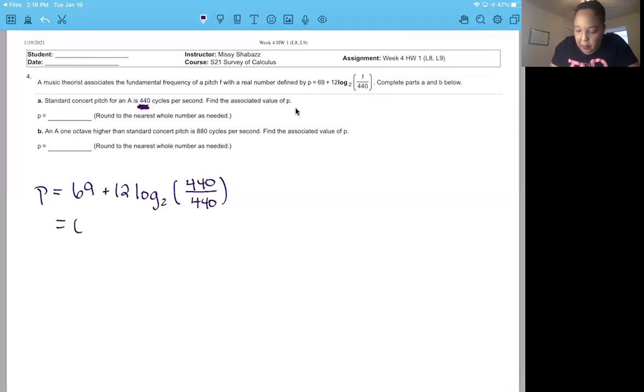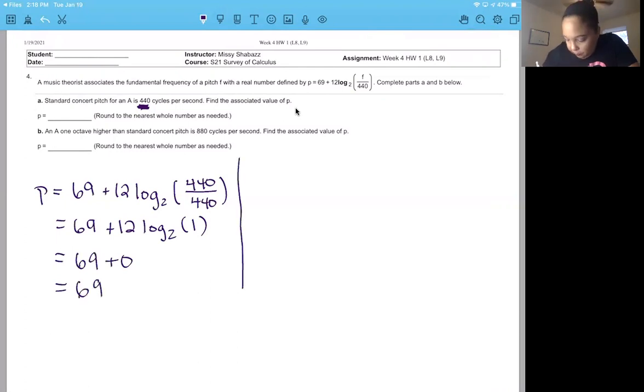And that's just going to give me 69 plus 12 log base 2 of 1. Well, log of 1, no matter what the base is going to give me 0. So I have 69 plus 0, which is going to give me exactly 69. Now, part B says an A 1 octave higher than the standard concert pitch is 880 cycles per second. Find the associated value of P.